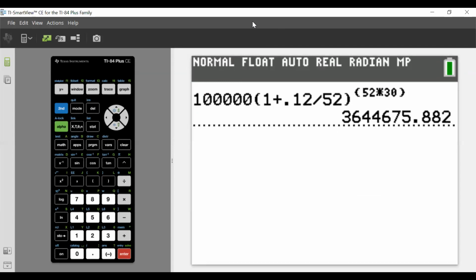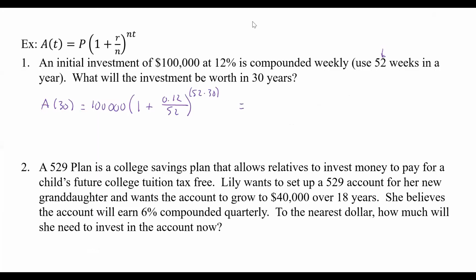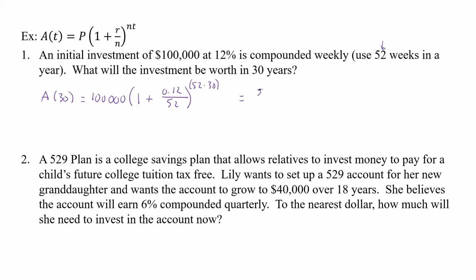After we plug all that into the calculator, our value, A of 30, is going to be $3,644,675.88. With money, I'm going to round to the nearest penny, and that would be my solution on that one. So again, it's not hard. All you do is plug it into the calculator as it's written here, making sure to include all the appropriate parentheses, and you should get your correct value out for A of 30.